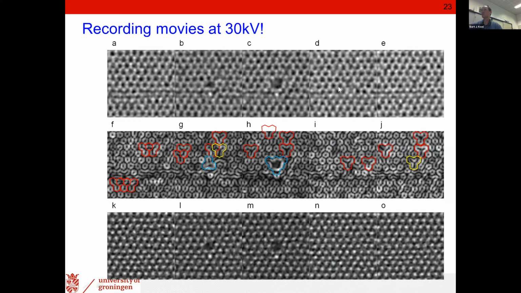These are really 5 seconds interval images taken from a movie, and you can follow in detail what happens to single sulfur vacancies, double sulfur vacancies, the tungsten vacancy, and how it evolves over time in these types of materials. You see also sometimes special things happen here. You can see that is kind of line effects.